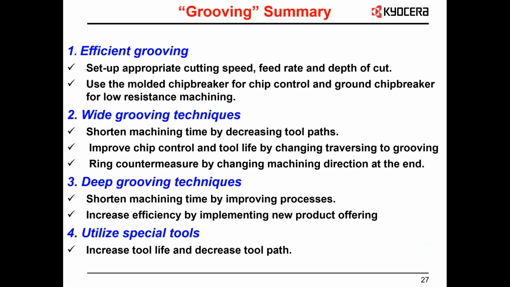So finally, looking at grooving efficiency, set up the appropriate cutting speeds, feed rates, and depth of cut. First of all, go to a molded chip breaker for chip control. Go to a ground chip breaker if you need lower resistance or smaller diameter tooling. When you're doing wide grooving, the techniques there are to shorten machining time by decreasing the tool pass when possible, and improve the chip control and tool life by changing traversing to grooving. And do the ring countermeasure we looked at by changing the machining direction at the end of the groove, like I showed you, by tapering up and then coming across. And there'll be no ring left behind.